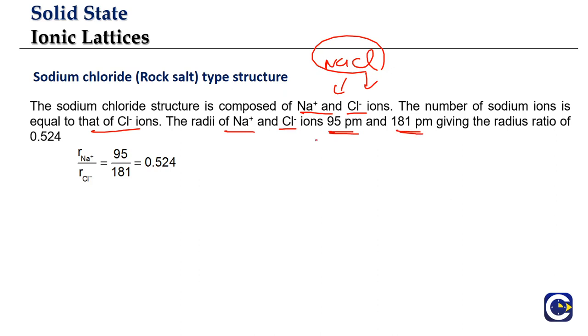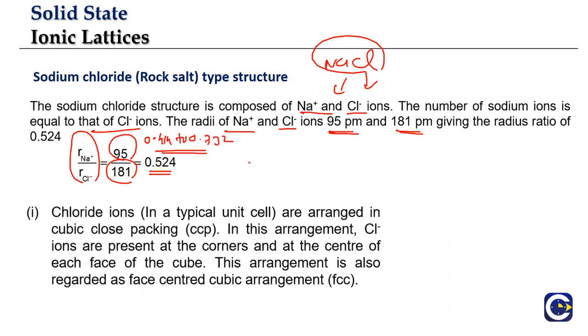So if you look at the ratio, what is the ratio coming as? Always you have to take what? Cation radius by anion radius. 95 by 181 will be what? Approximately 0.524. And we'll see that this is in which range? This is in the range of 0.4142 to 0.732.